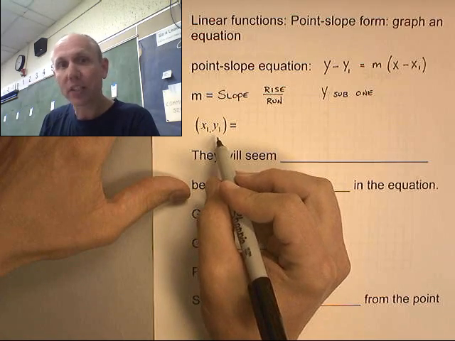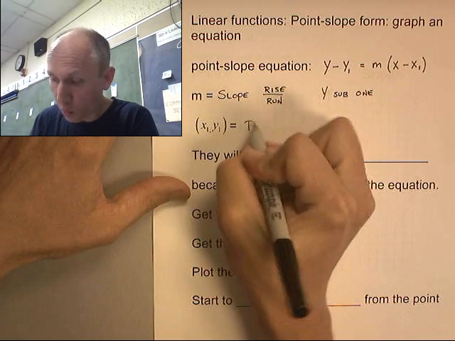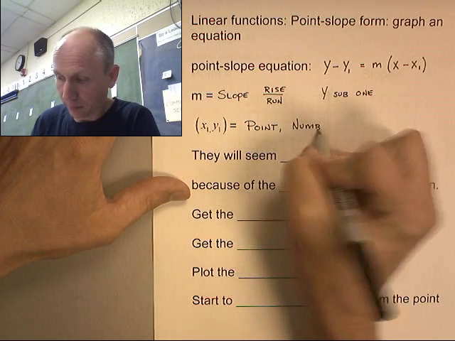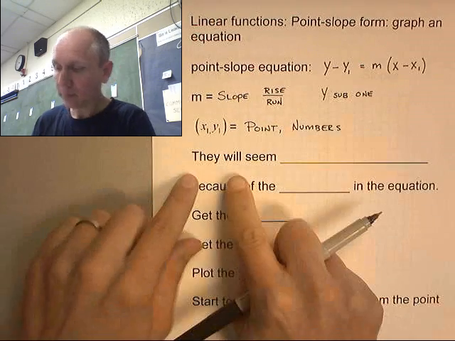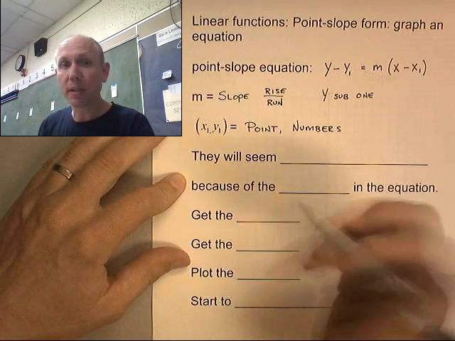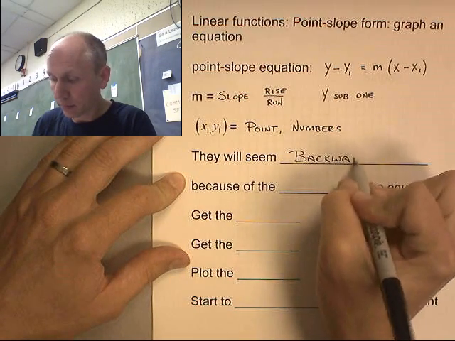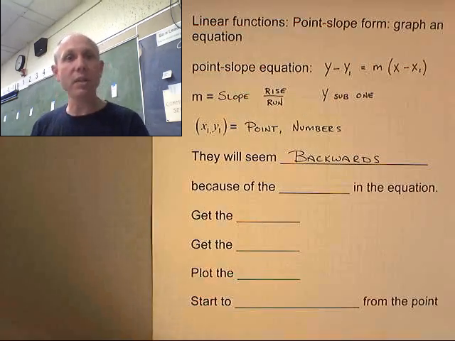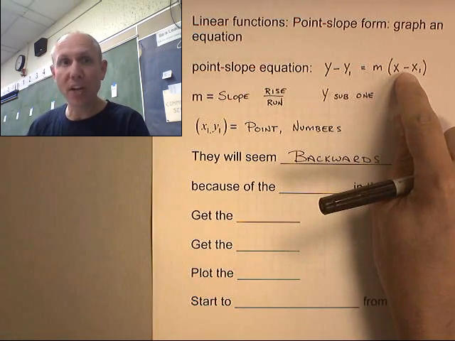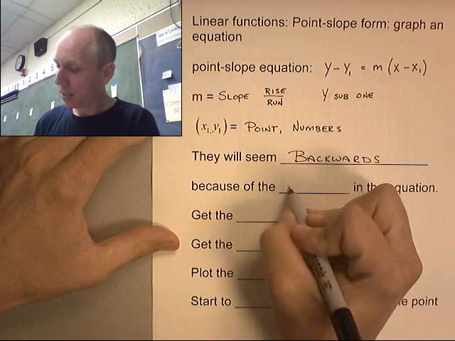And x sub 1, y sub 1 is a point. These will be numbers. This is a point. We will have these numbers. Now, the point, the x sub 1, the y sub 1, they will seem to be opposite or backwards. When we get into this, we're going to see that they're going to appear to be the opposite or backwards of what you expect. And that's because there's a negative in the original equation. And negatives make things opposites. So this is going to make sense, I'm hoping.